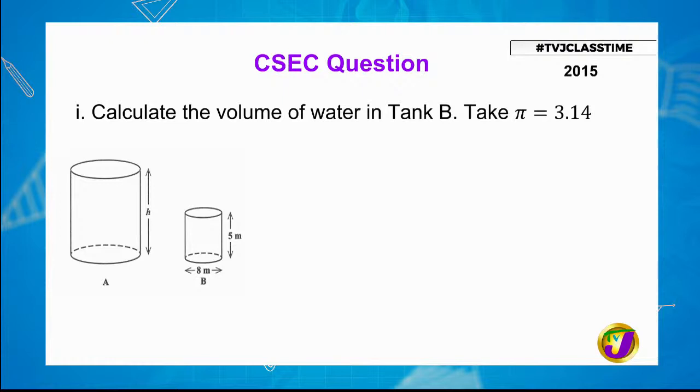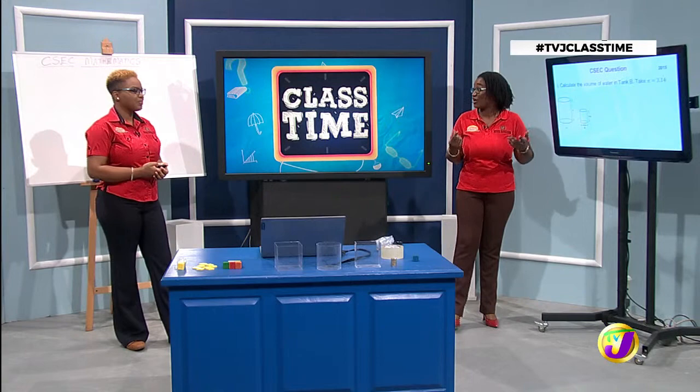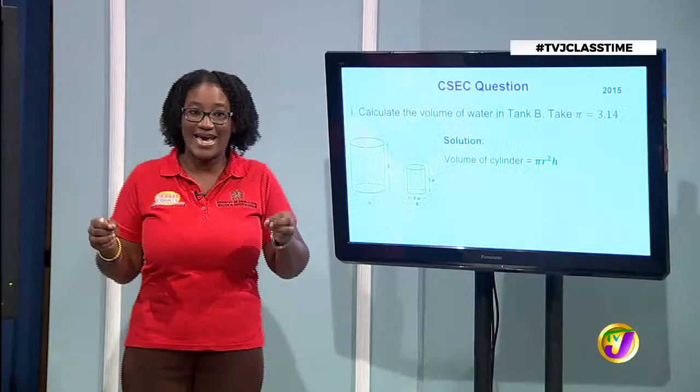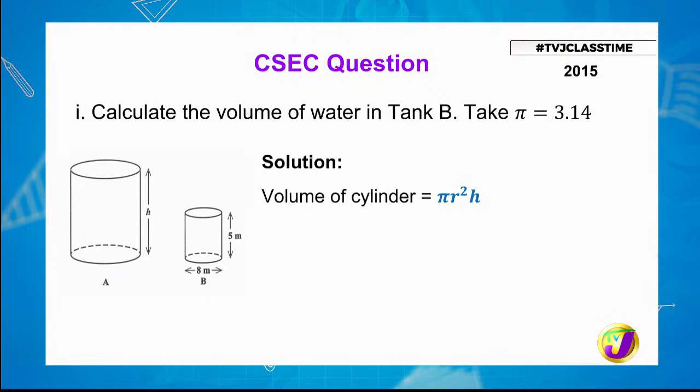So we first need to identify what shape. The solid here is a cylinder. And so we know that the cross section is circular. And we also have the height, because we're looking at tank B, height of 5 meters. But I want to zoom in, because when we looked at the question, it gave us that 8 meters as the diameter. And according to what we derived earlier, we find the volume of a cylinder by using its radius.